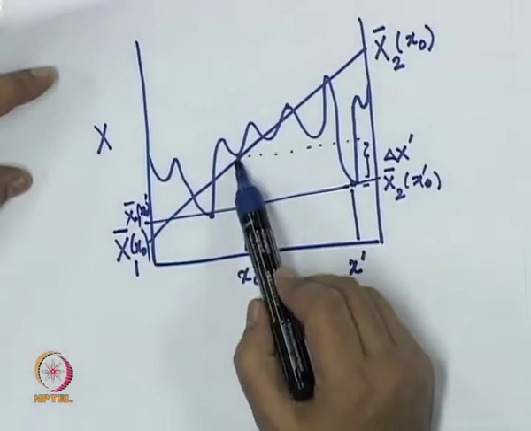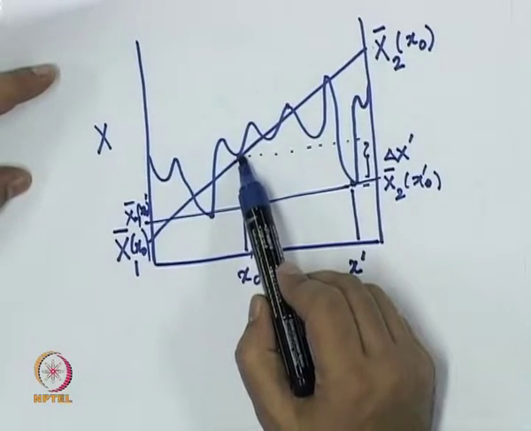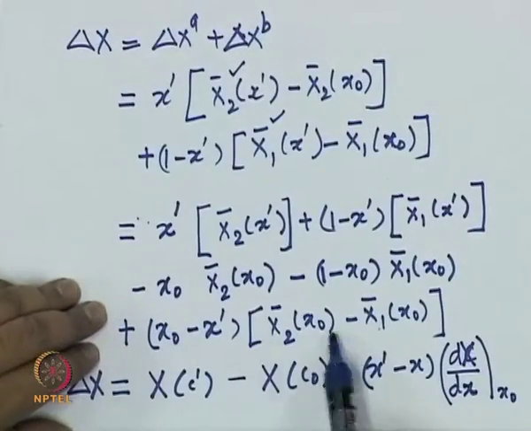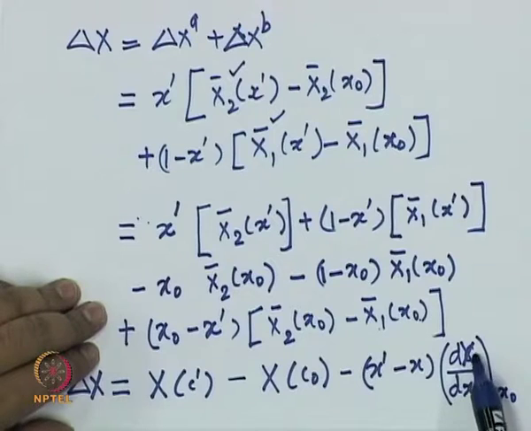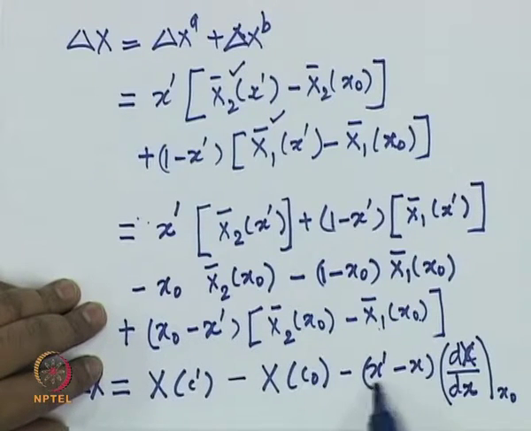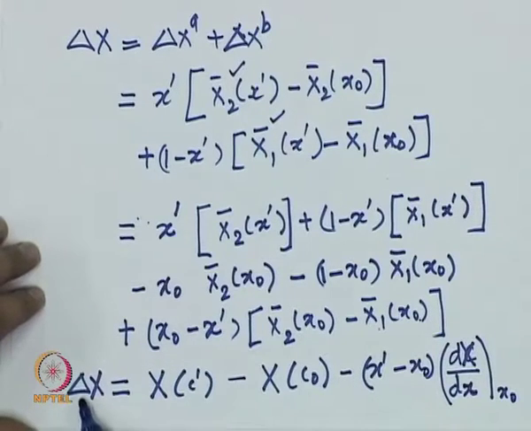So, basically it is the slope of this curve at this point. So, that is what we have done. So, x2 bar x naught minus x1 bar x naught is nothing but dx by dx at the point x naught. So, I have switched the signs, x1 minus x naught minus x prime, I have made it x prime minus x naught. So, there is a minus sign. Okay. So, this is the delta x.